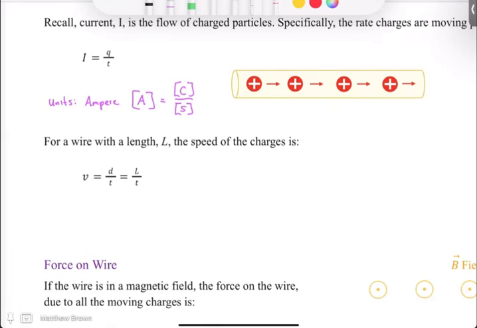For a wire with a length L, the speed of the charge, remember, we just used the fact that V equals D over T. In this case, if you've got charges moving along a wire, the distance they're going to travel is L, and we're just going to leave T for the time that they take to go that distance.